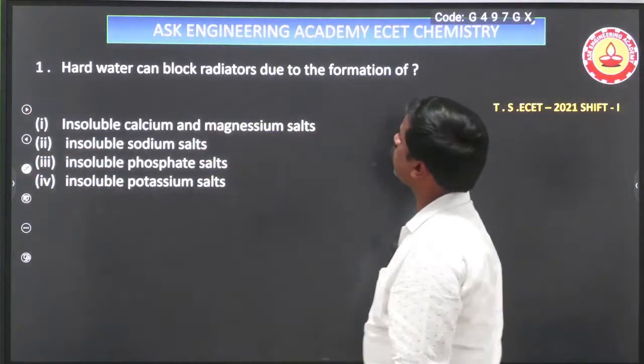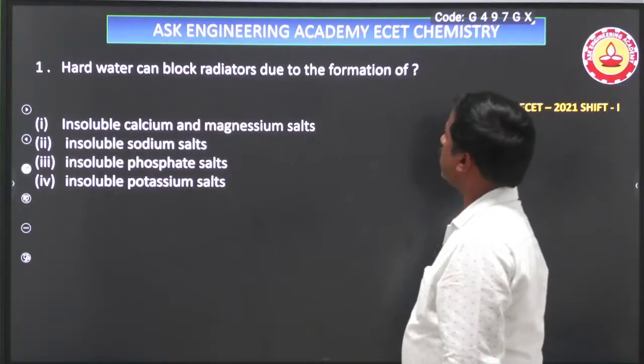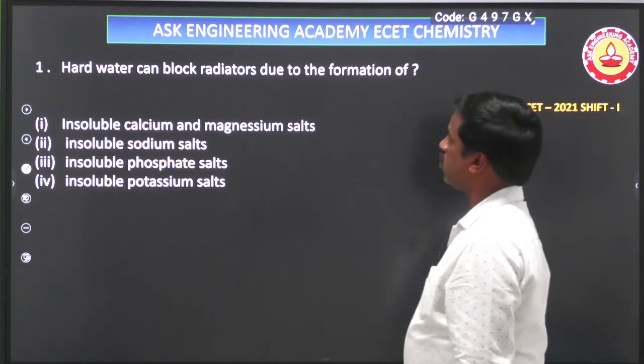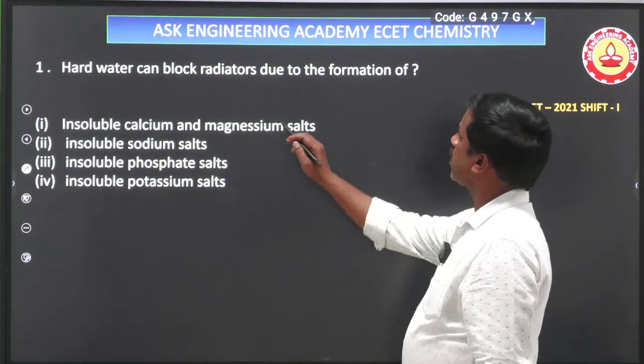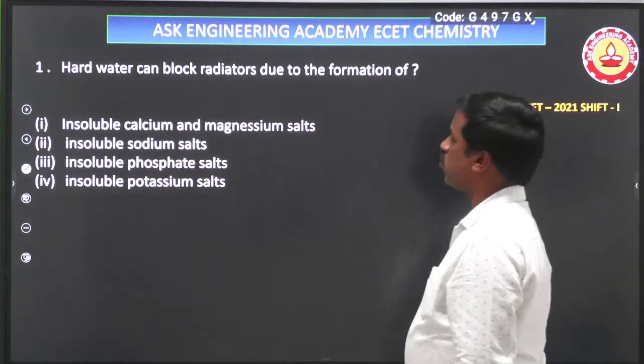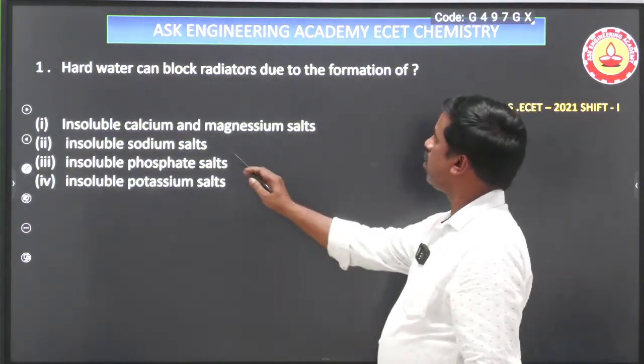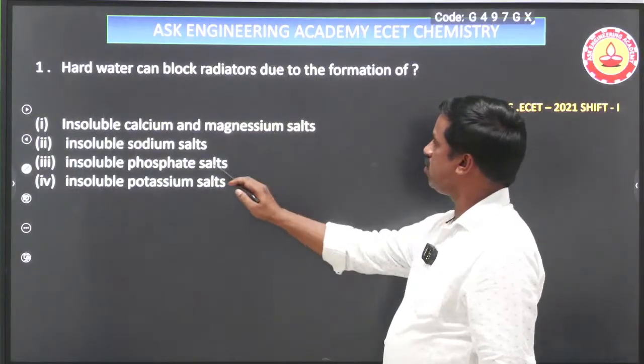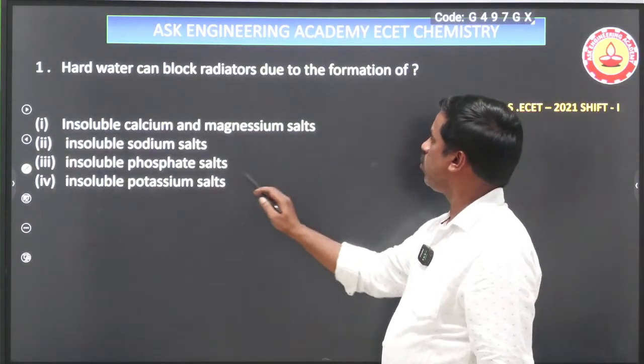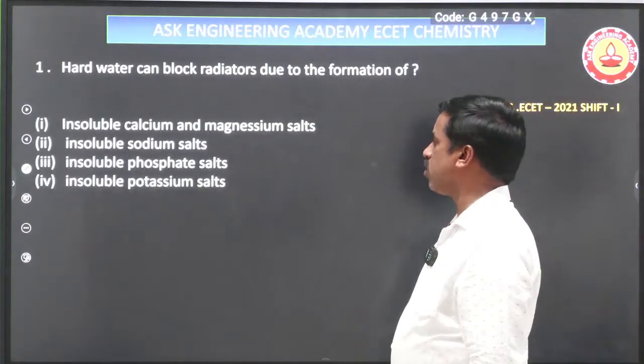Next, hot water can block radiators due to the formation of what? Insoluble calcium and magnesium salts, insoluble sodium salts, insoluble phosphate salts, insoluble potassium salts.